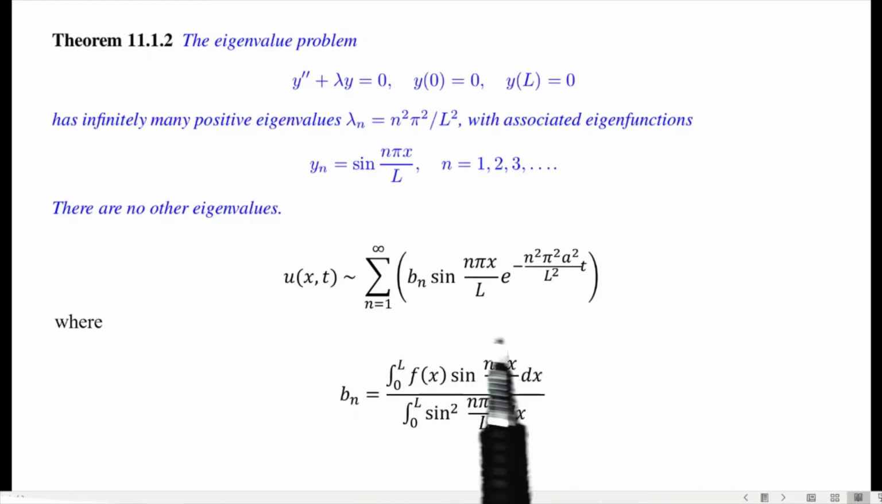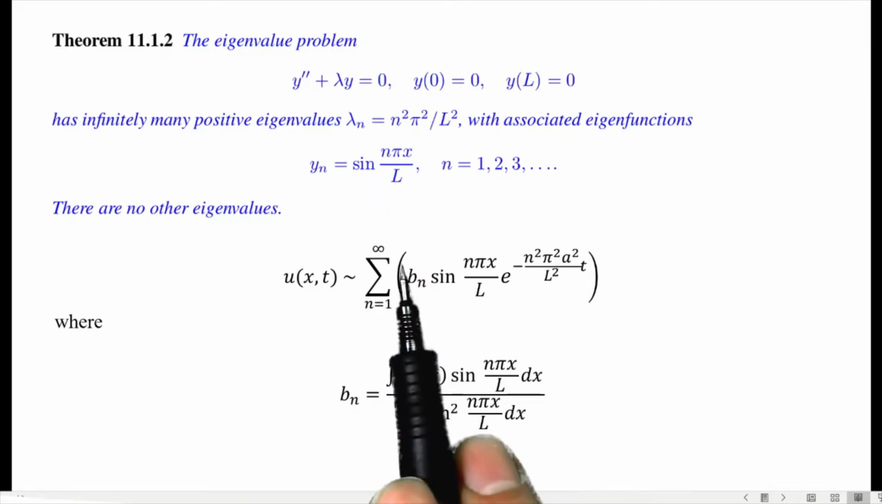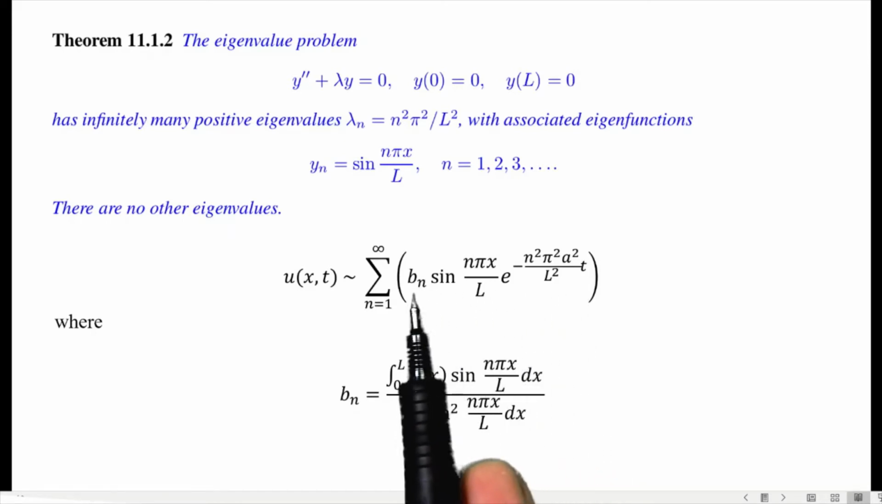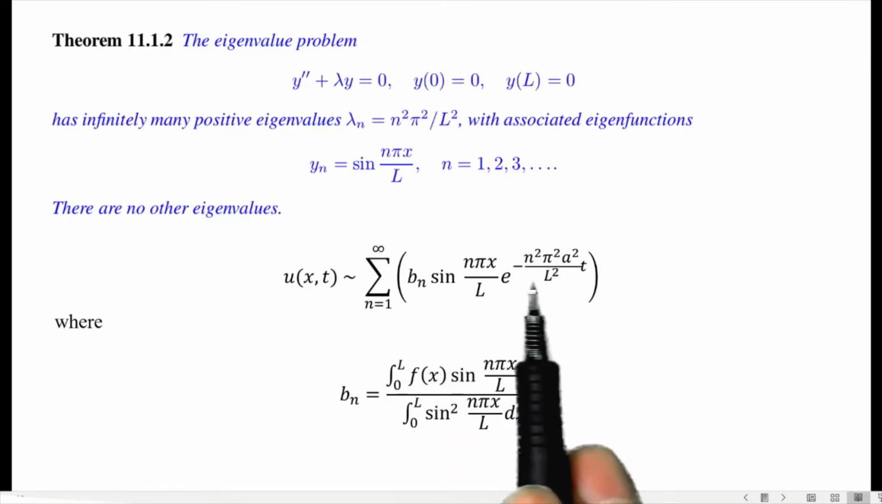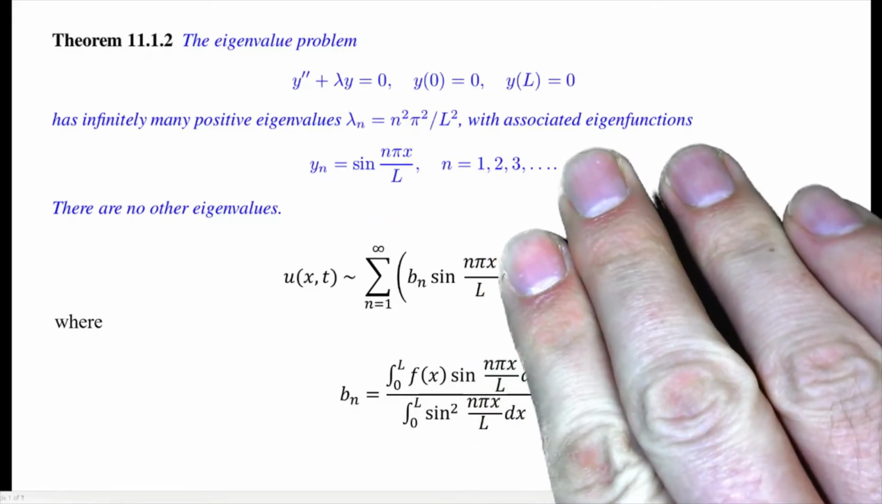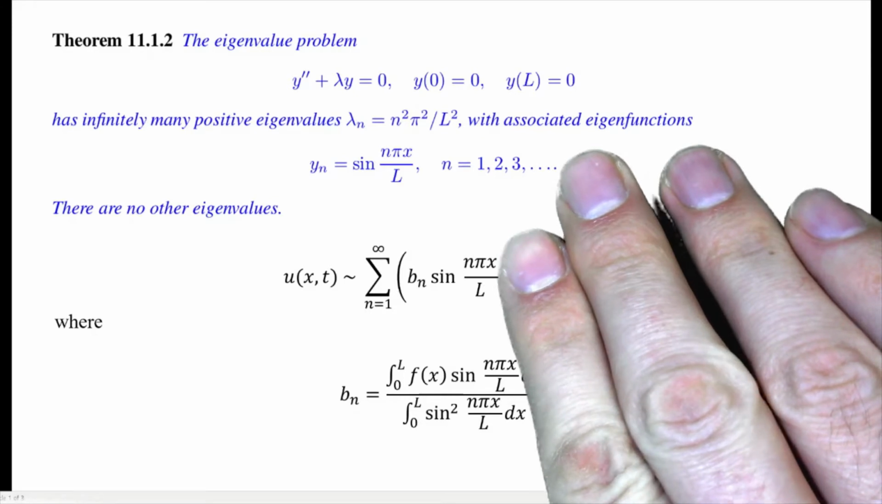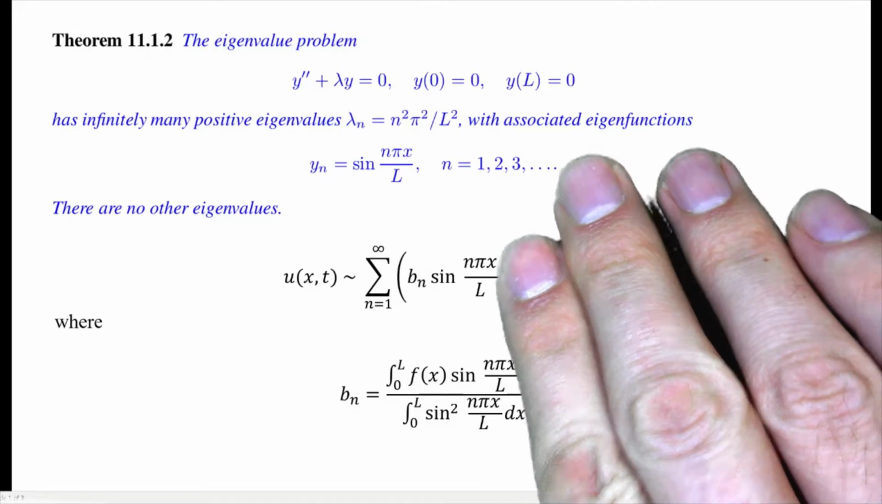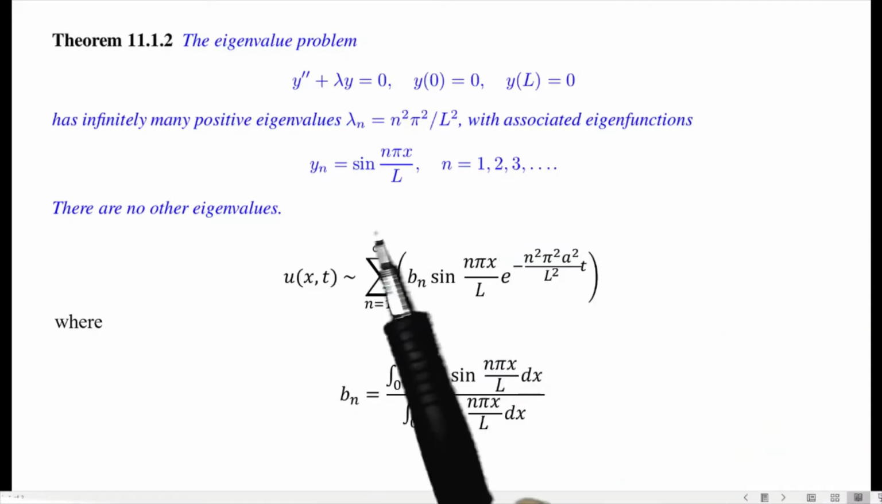Okay? Now what we need to do is we need to pick the bn's. These constants out here need to be chosen so that when t equals 0, and that'll mean, by the way, this whole term is just equal to 1, so we can just ignore that for a second, we need this series to sum to our original function, x squared times 10 minus x squared. So we need to get that to happen, and we do that by projecting our function onto these eigenfunctions.